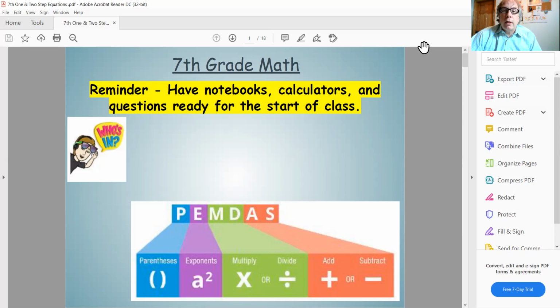So let's get started. As always, boys and girls, a reminder, please have your notebooks, calculators, any questions we can address throughout class. We can address those in chat if we don't get them right at the beginning. Also keep in mind what we've learned about order of operations, or sometimes referred to as PEMDAS. Okay, we're going to use that today to help us solve these equations.